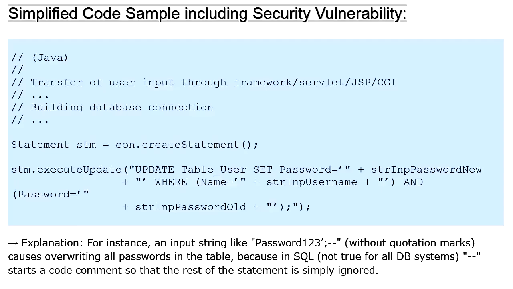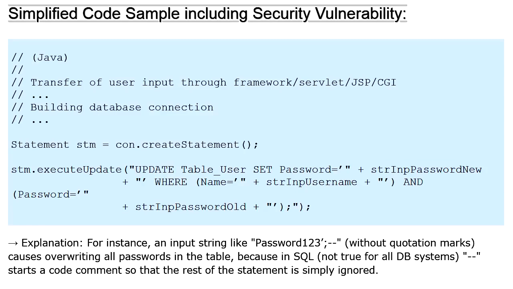A simplified code example including a security vulnerability. In this case we are using Java. Let's assume there has been a transfer of user input data through a framework, a servlet, JSP, CGI, whatever, and a database connection has been created. Let's assume a simple statement is created with the goal to update a user's password. For this, an SQL update statement is created in a string, and the username and the old and the new password are copied into this statement using strings.